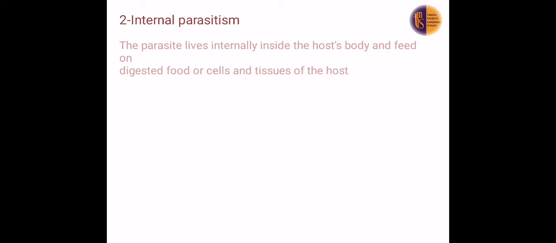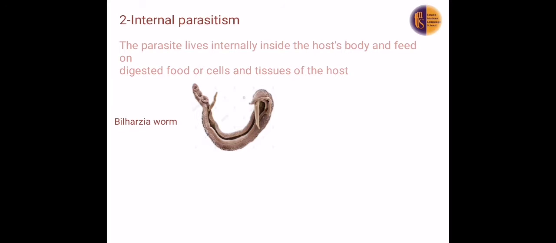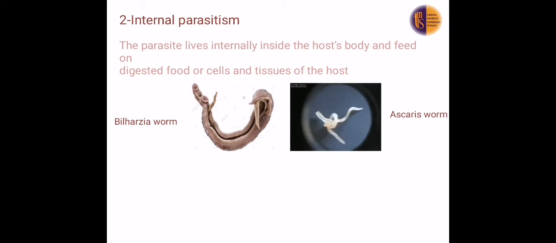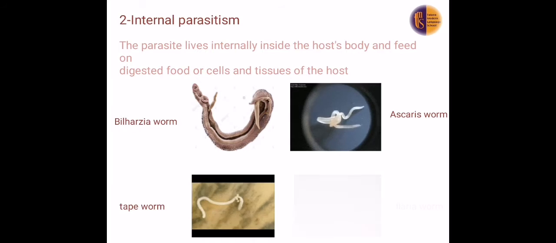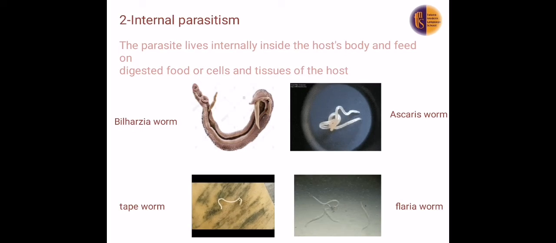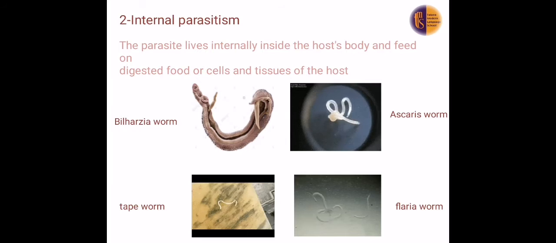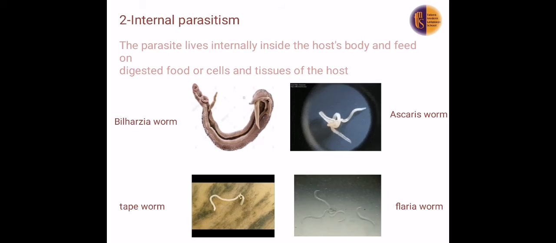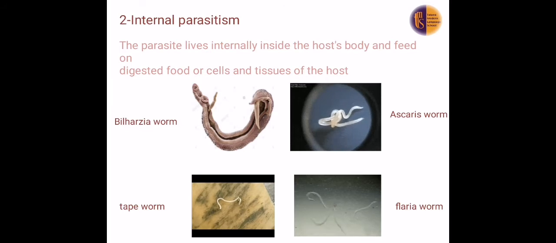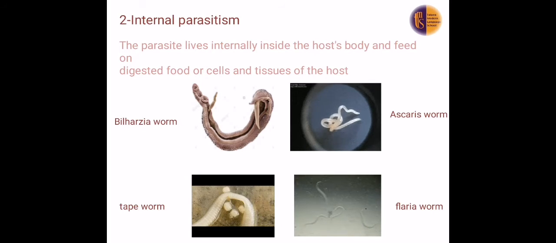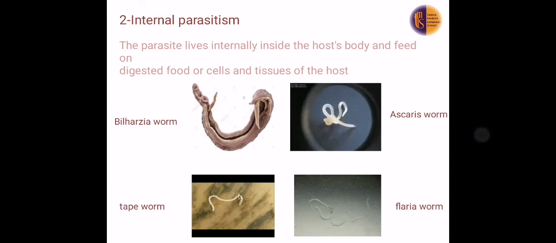The second type is internal parasitism. Internal, the parasite here lives internally inside the host's body and feeds on digested food or cells and tissues of the host. Like what? Like the bilharzia worm, the ascaris worm, the tapeworm and the filaria worm. All of these are internal parasites. They live internally inside the host's body and they feed on its digested food or its cells and tissues.